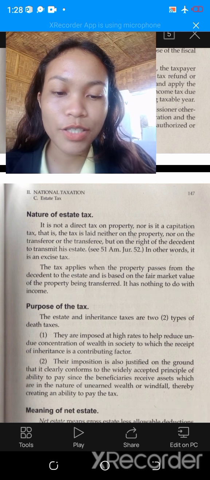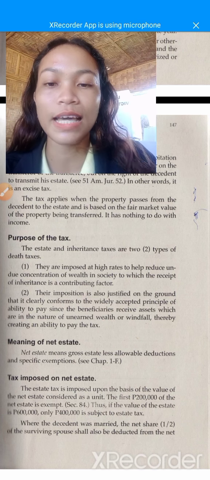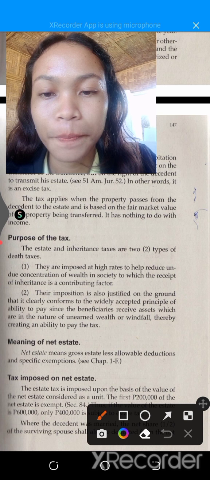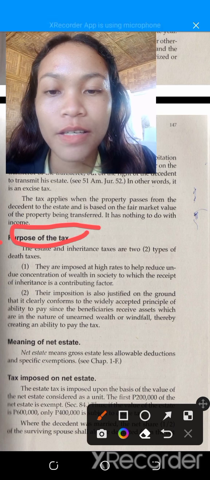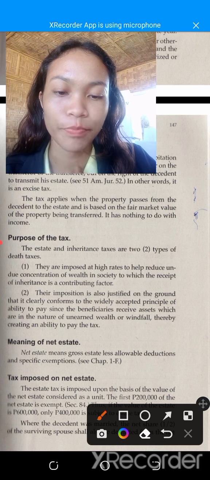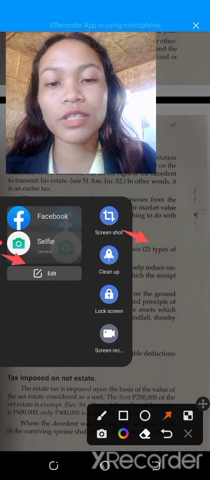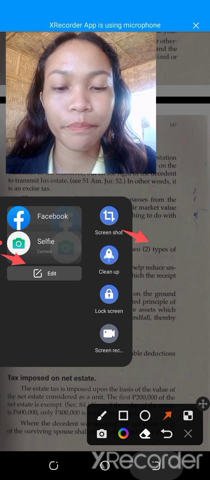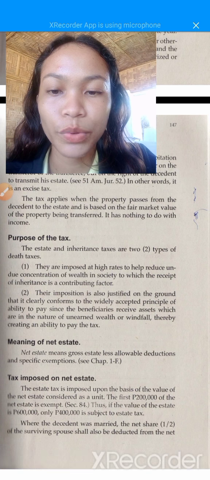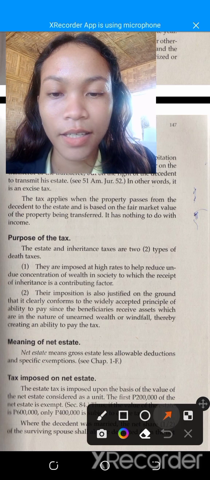So let's move on to the purpose of the tax. The estate and inheritance taxes are two types of death taxes. The first purpose: they are imposed at high rates to help reduce undue concentration of wealth in society, to which the receipt of inheritance is a contributing factor.